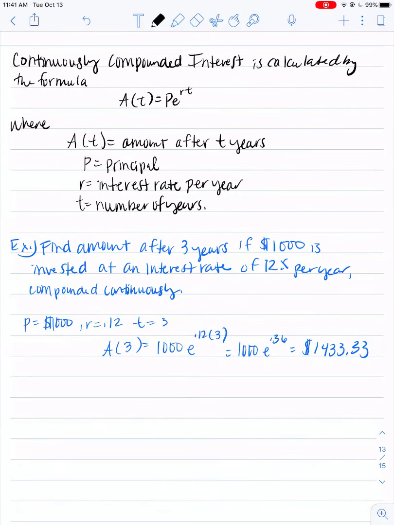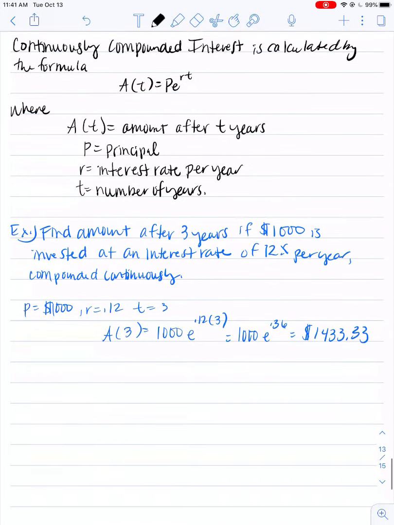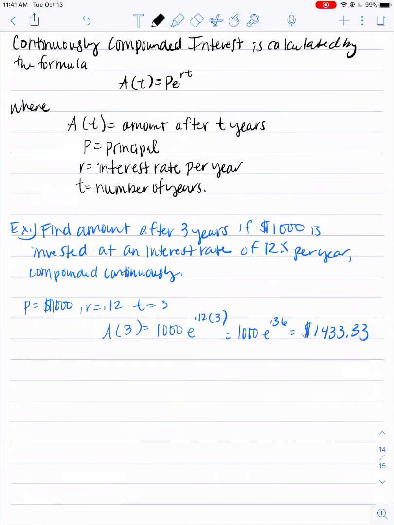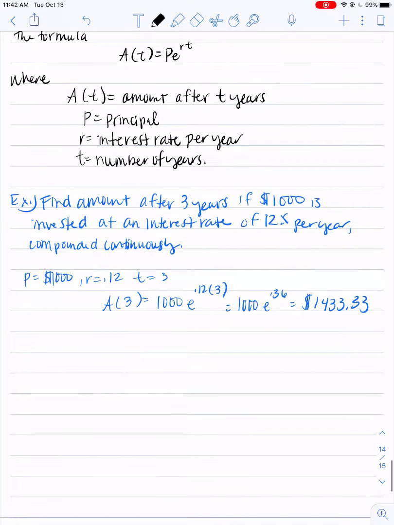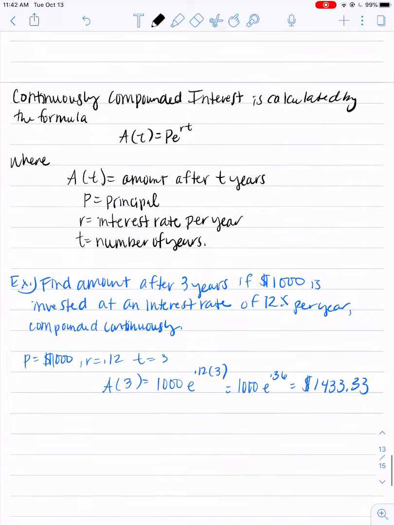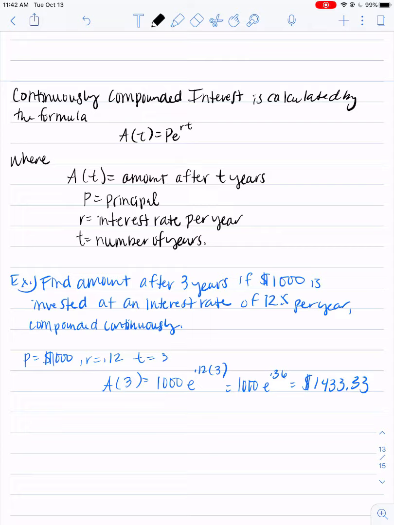So for example, we want to find the amount after 3 years if $1,000 is invested at an interest rate of 12% per year, compounded continuously. So P is 1,000, r equals 0.12, and t equals 3. We plug that in, and we get A(3) = 1,000e^(0.12 × 3). And I get 1,433.33. So that's it for this video, and I'll continue with section 4.3 in the next video. Follow me there.